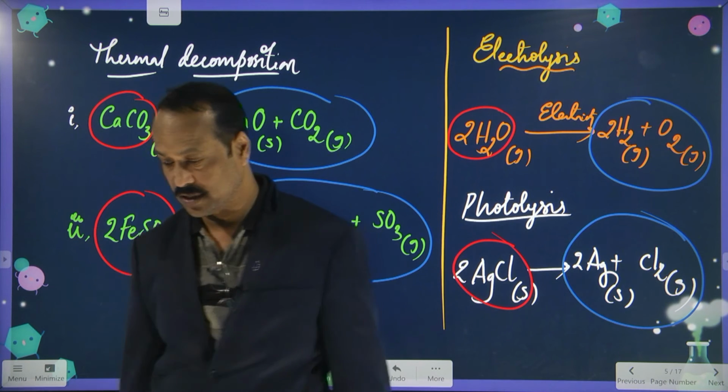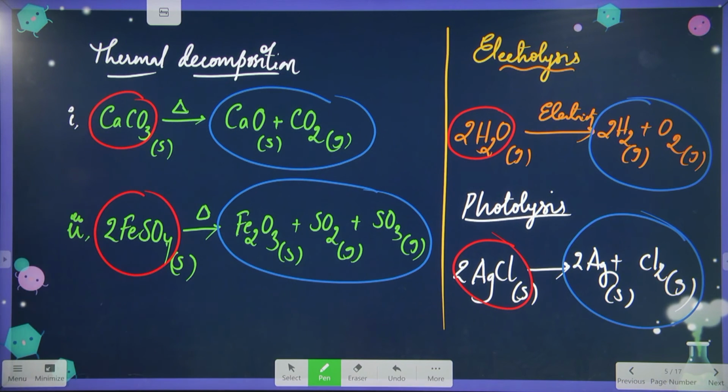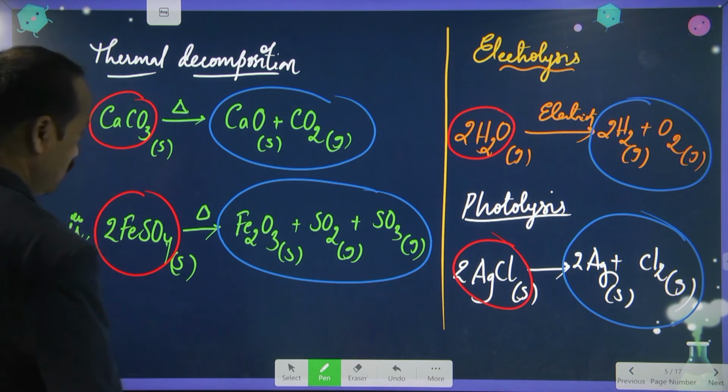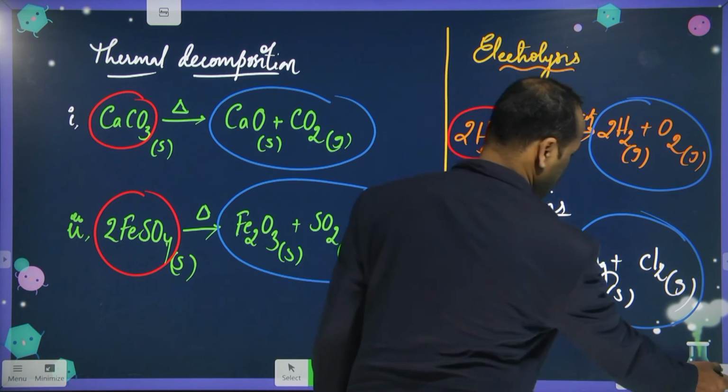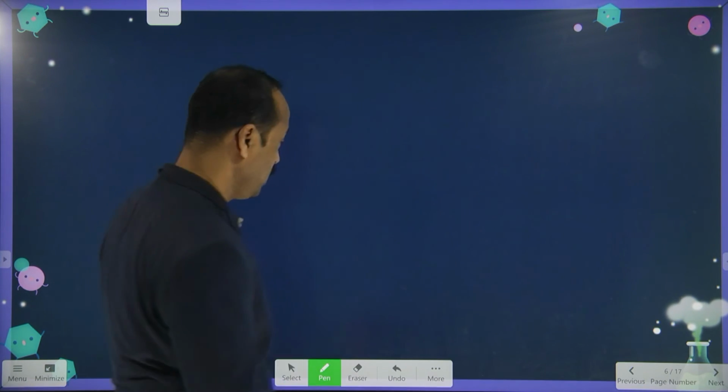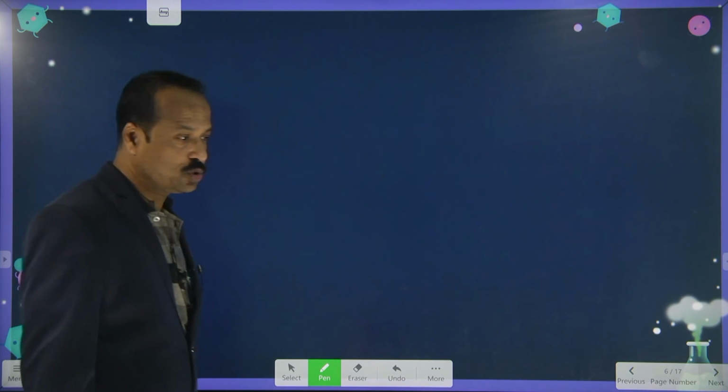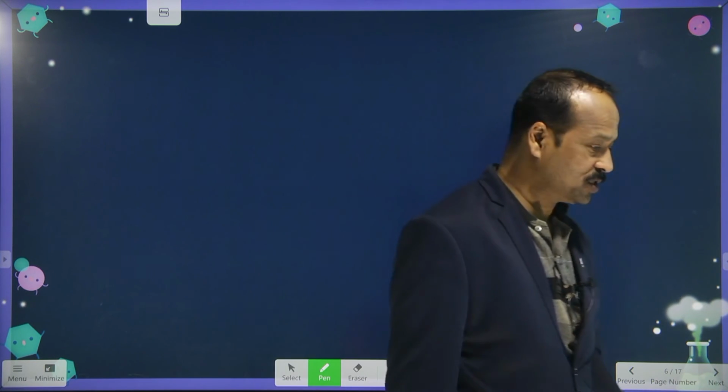Okay, done. Take the screenshot and note this all down. Completed? So this is all you have to learn. Don't just take the screenshots and leave it. Okay? Now, these two types of chemical reactions are done.